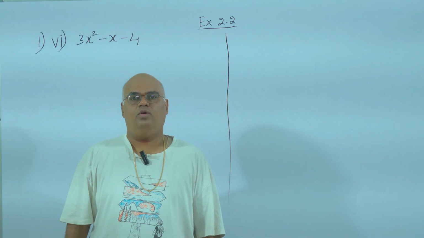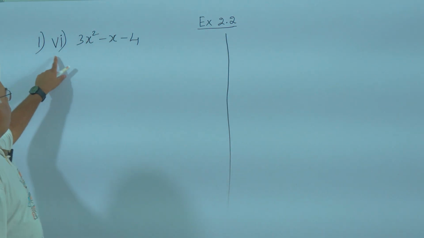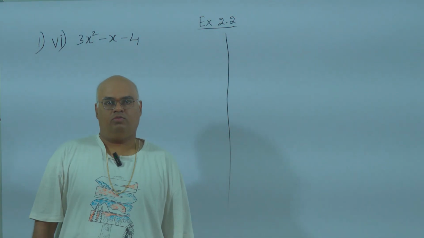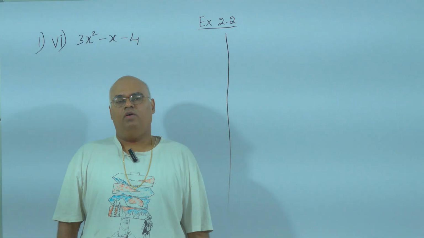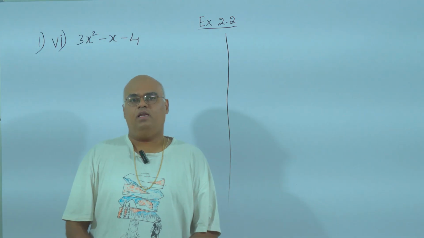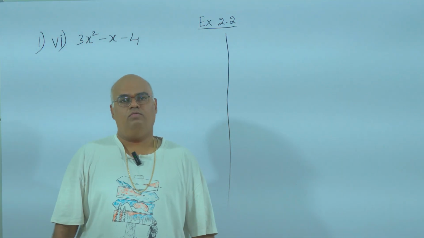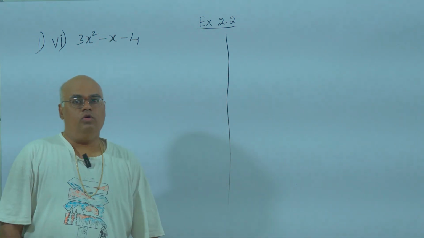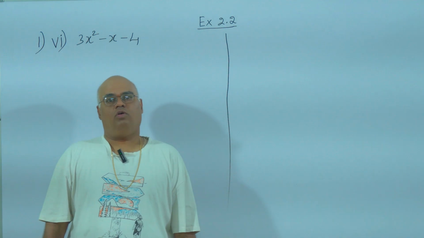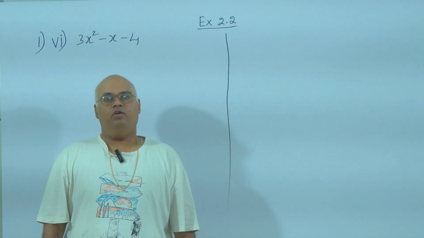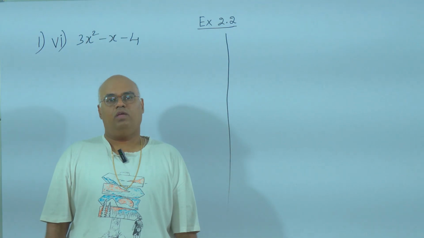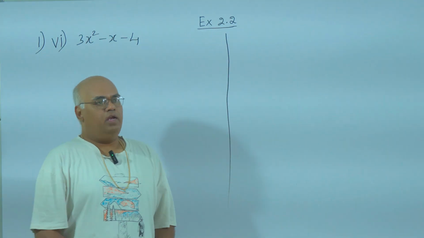In this video, I am going to solve the sixth bit of first problem of exercise 2.2 from the NCERT textbook. So let us see the sixth bit of first problem. Like in the earlier problems, we have been given a quadratic polynomial. We need to find the zeros of this quadratic polynomial and then verify the relationship between the zeros and the coefficients of the given polynomial. So let us solve this.